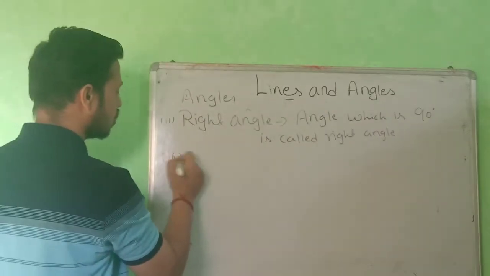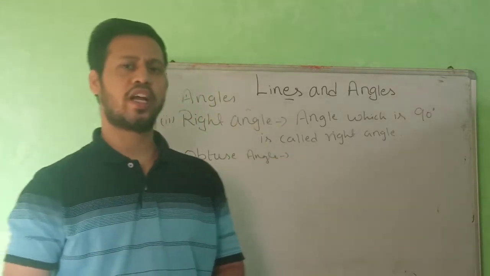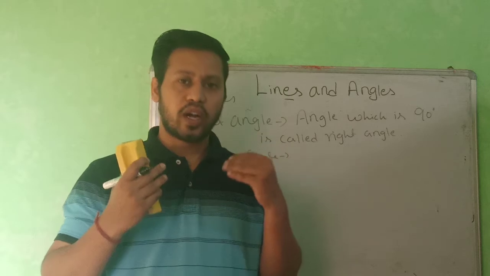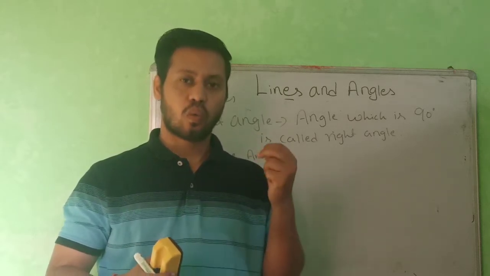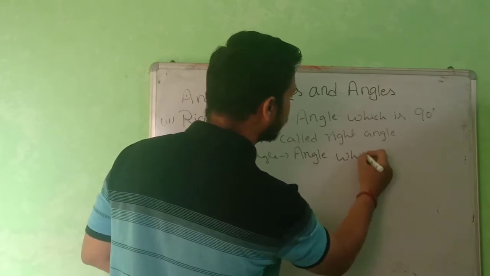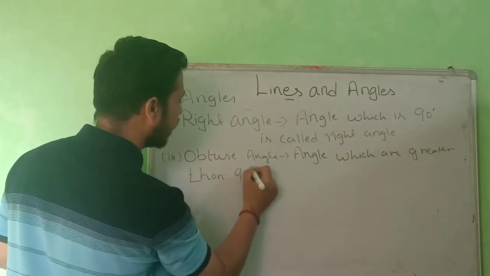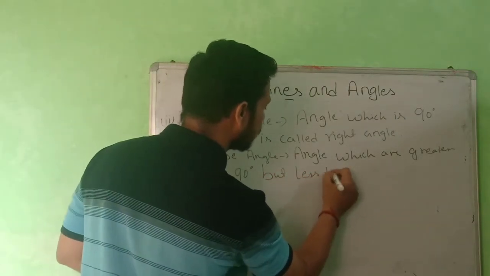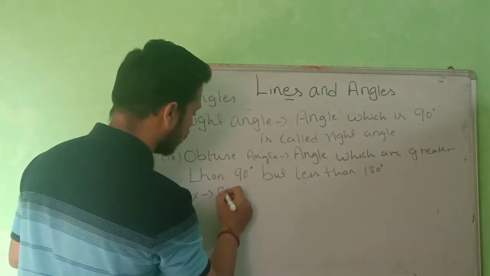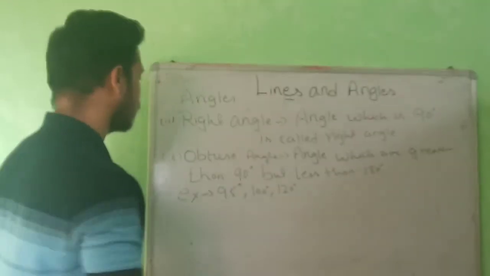Now, third is obtuse angle. What is an obtuse angle? An angle which is greater than 90 degrees but less than 180 degrees is called an obtuse angle. For example, you can take 95 degrees, 100 degrees, 120 degrees, 150 degrees, like this. Clear?